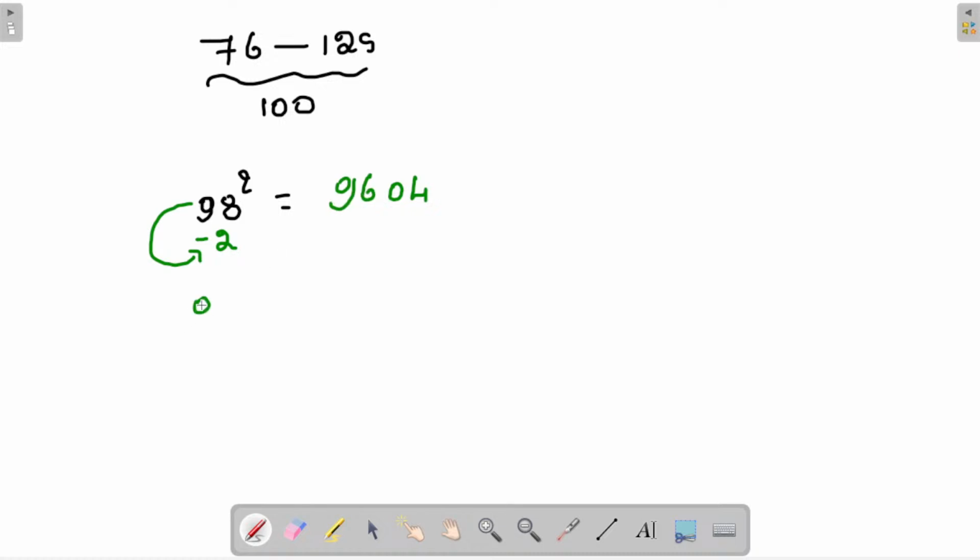For example, I want the answer for 92 square. What is the difference? 8. Right side, 64. 92 minus 8, 84. That is your answer. For example, 104 square. What is the difference? Plus 4. Right side, 16. 104 plus 4, 108. That's your answer: 10816.